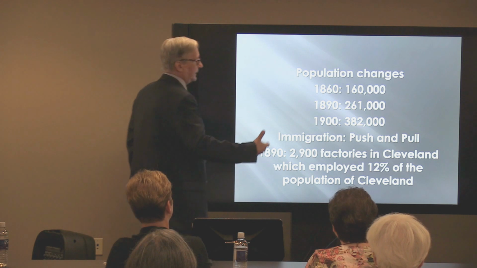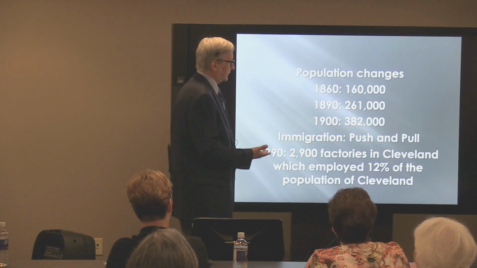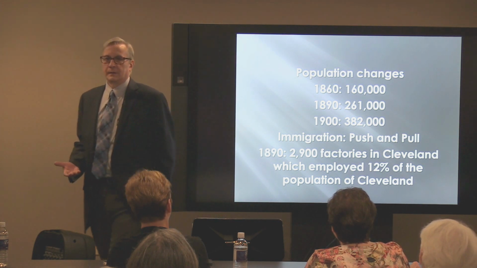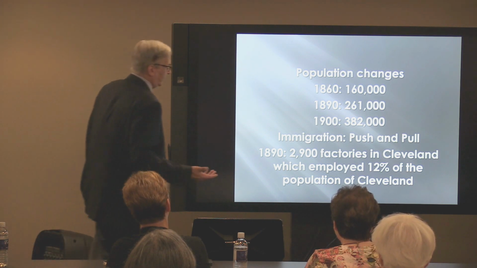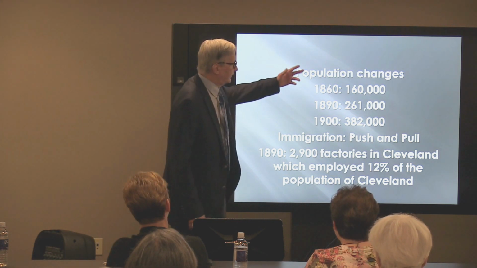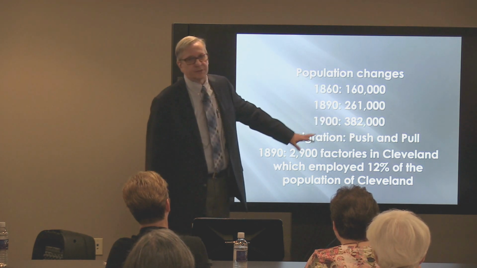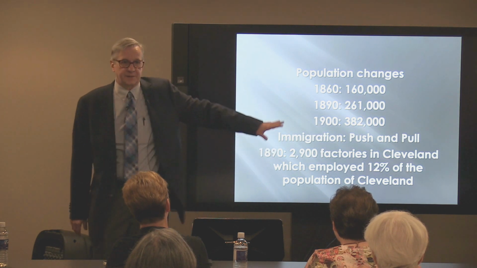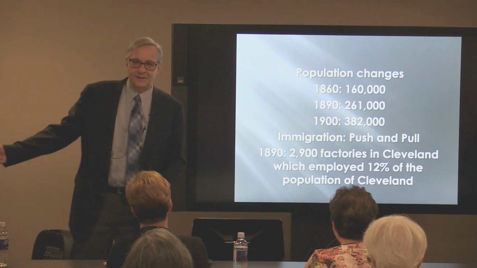Because of this industrial production and the creation of industries, the population triples. It goes from 160,000 to over 300,000 in a matter of 30 years, just a matter of 40 years. One of the reasons for this population boom is immigration to the city of Cleveland. And it's not just Cleveland, but all over the United States. But to Cleveland, there's a push and there's a pull.